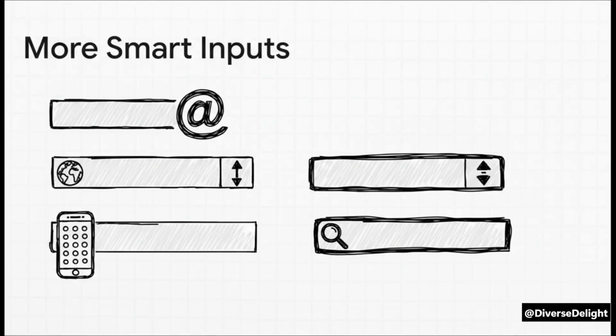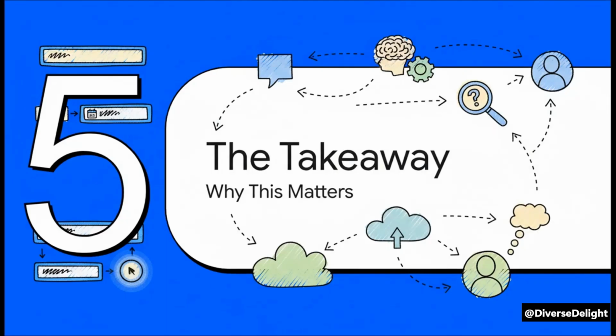And the list just goes on and on. There are special inputs for email, URLs, and phone numbers that even pop up the right keyboard on your phone. You've got inputs for numbers that give you those handy little up and down arrows. There are even special inputs for search bars. Every single one is just a small, smart upgrade designed to make our interactions with the web that much smoother. So we've come all this way, from basic text boxes to these intelligent interactive controls. So what's the big takeaway here? Why does all of this evolution actually matter?